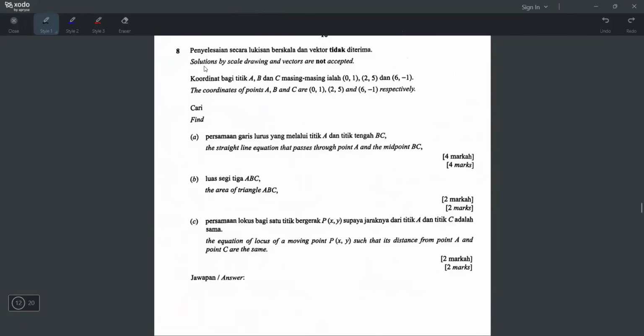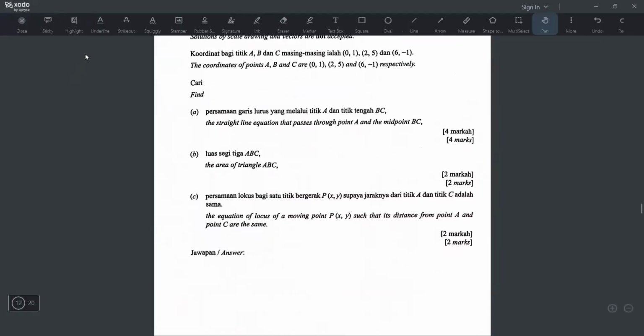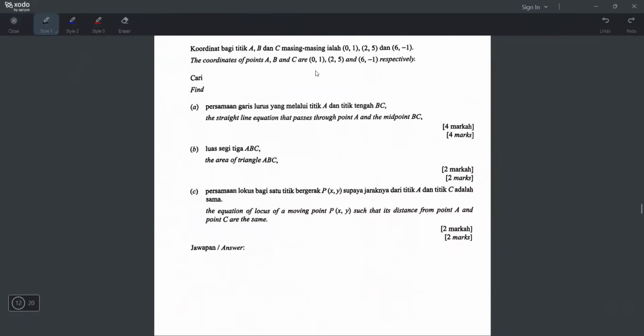Okay, let's continue with question number 8 here. Solution by scale drawing and vectors are not accepted. Okay, this is not important. The coordinates of A given, B given, C also given, everything given. Question A, find the straight line equation that passes through point A and the midpoint of BC. Whenever you see find straight line equation in Addmaths, you will always use this formula, y minus y1 equals gradient times x minus x1. Okay, this is how you find equation in Addmaths. You will use this formula.